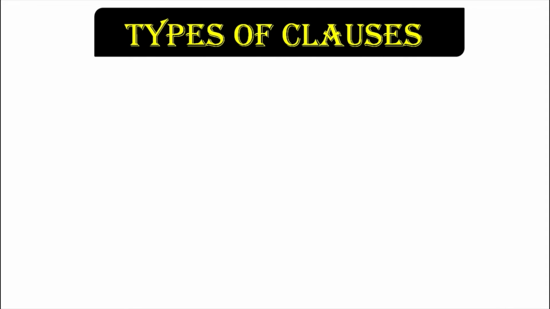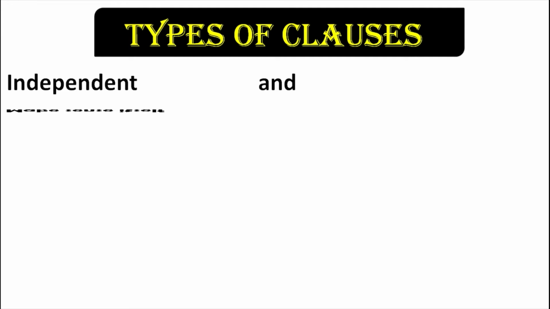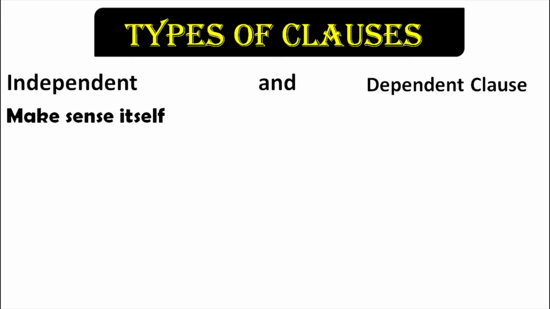Now let's understand the types of clauses. What are the types of clauses? There are two types of clauses. The independent clause, which makes sense by itself. Then the second one is the dependent clause. The independent clause means that it doesn't need any other word or object to make sense. It makes sense itself. Example: I received a letter and replied to it.